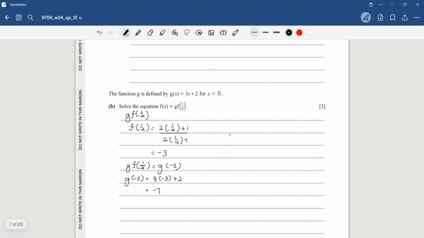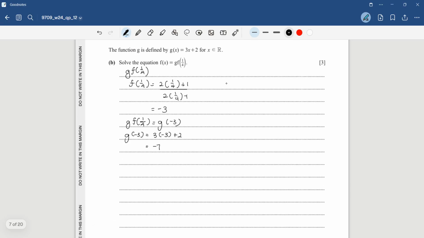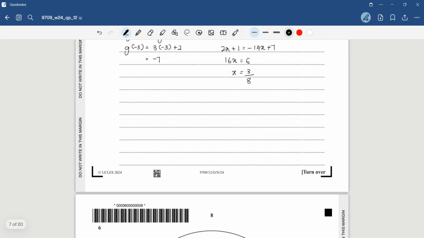Okay, so now we can say f(x) equals g f(1/4), which is actually equivalent to negative 7. f(x) equals negative 7. So we solve (2x plus 1) over (2x minus 1) equals negative 7. So 2x plus 1 equals negative 14x plus 7. So it's going to be 16x equals 6. So x will be 3 over 8.